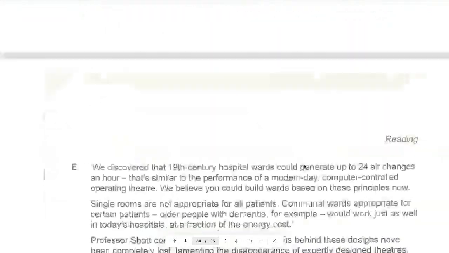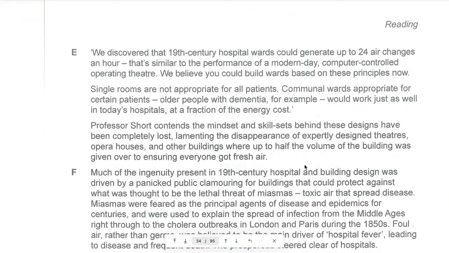Section E. Where's that? The first one. We discovered that 19th century hospital wards could generate up to 24 images an hour. That's similar to the performance of a modern-day computer-controlled operating theater.